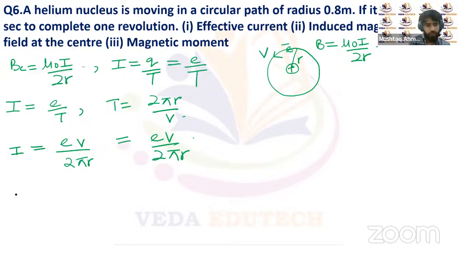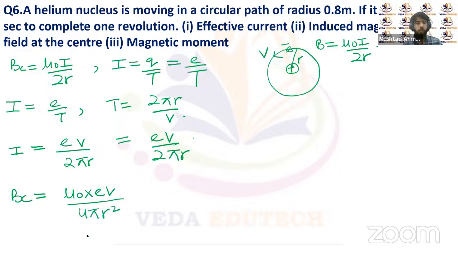We can substitute this value to calculate the magnetic field. It will be mu naught, and the value of I is ev upon 2 pi r, so it will be mu naught e v upon 4 pi r square. This will be the net magnetic field at the center. The effective current we have calculated, this is the effective current.